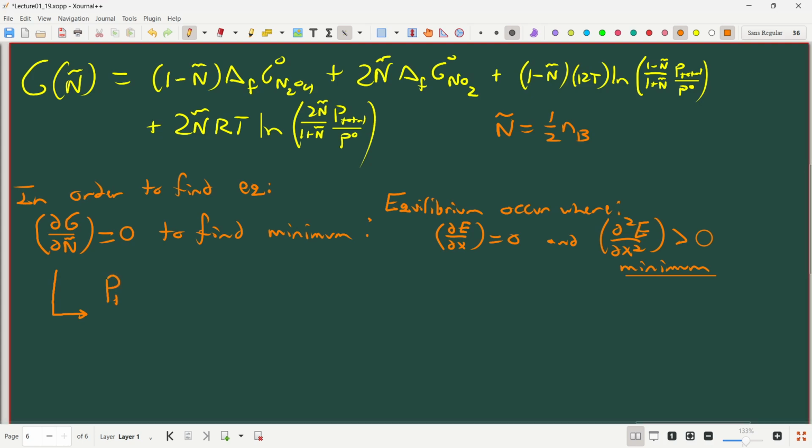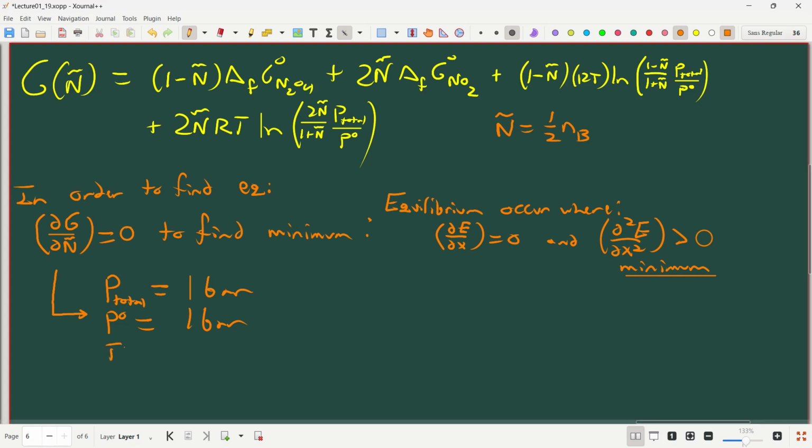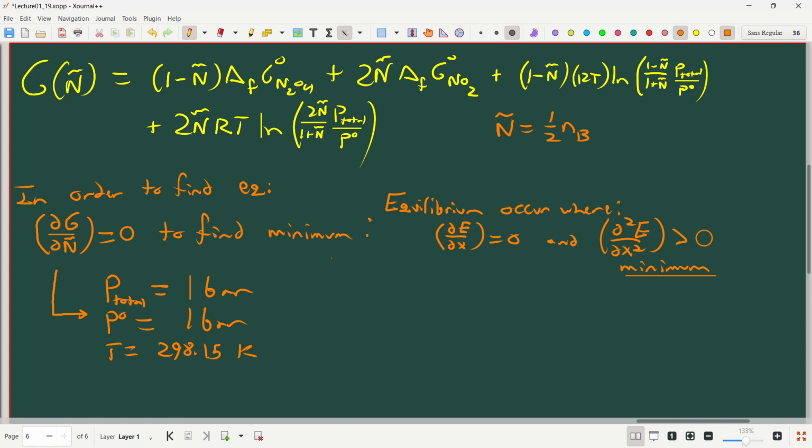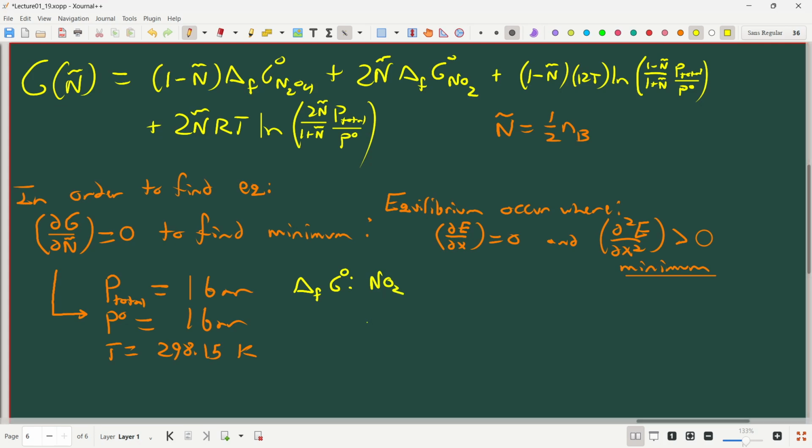First, let's set P total, the total system, to be 1 bar, and the standard pressure to be 1 bar, so that the P's go away. And again, we're setting T to be 298.15 Kelvin. The only two numbers that we need to know now are the Gibbs free energy of NO2 and N2O4. So let's go look them up.